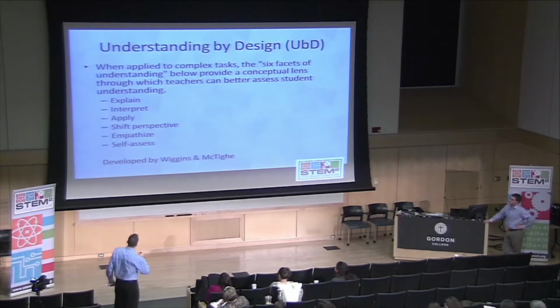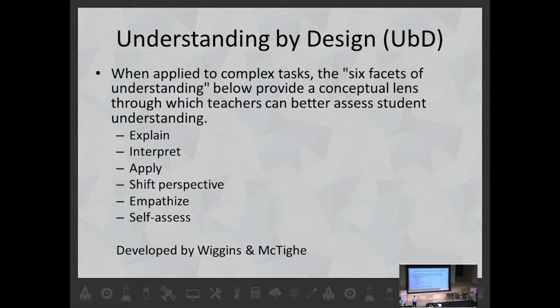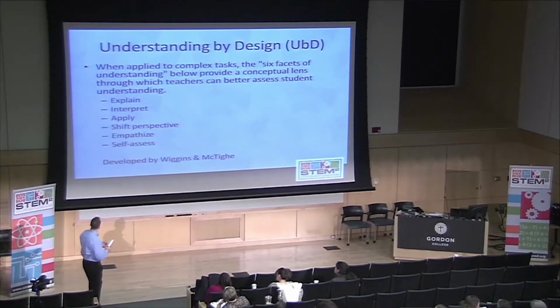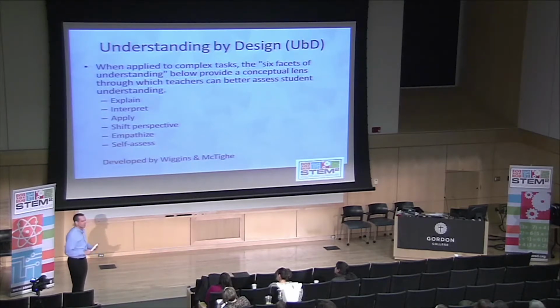Understanding by Design, Wiggins and McTighe are the two who developed this, and it's really that whole backwards by design model. It's designing lessons with the end in mind that is really their whole focus. And the 6 facets of understanding that they talk about in their work provide a conceptual lens through which teachers can better assess student understanding. These 6 facets of understanding are explain, apply, interpret, shift perspective, empathize, self-assess.